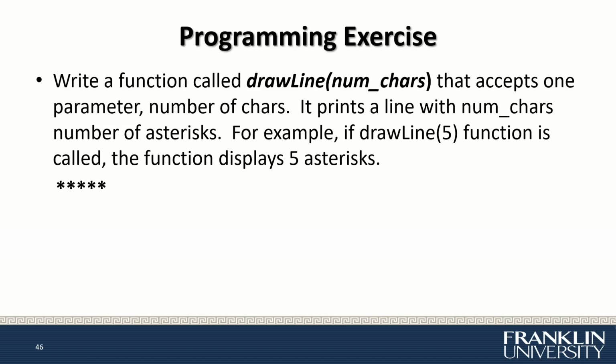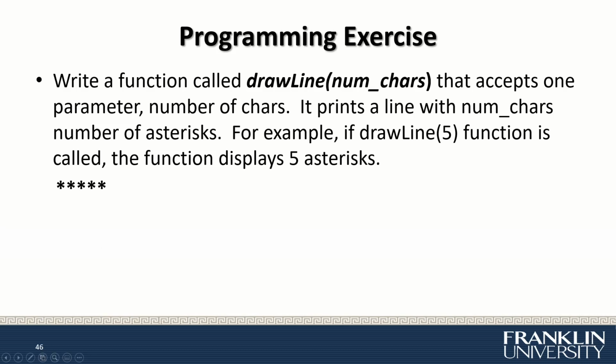So let's do this. Write a function called draw_line(numchar) that accepts one parameter, number of characters. It prints a line with numchar asterisks. For example, if draw_line(5) is called, then it will display 5 asterisks.